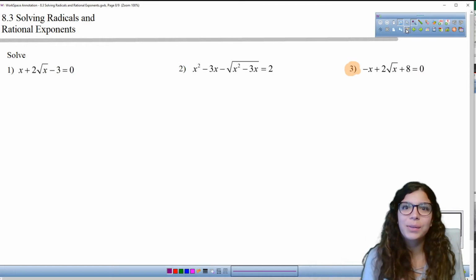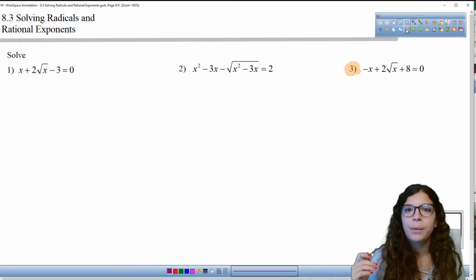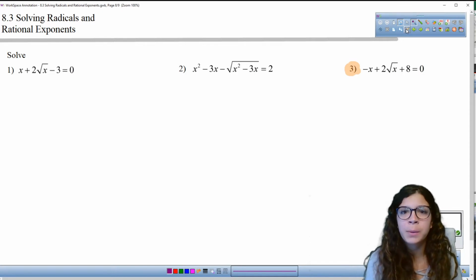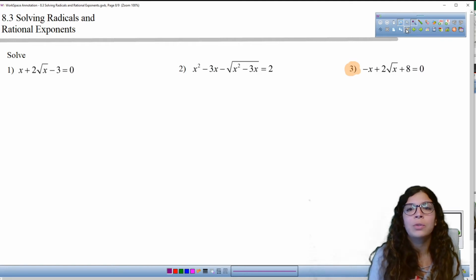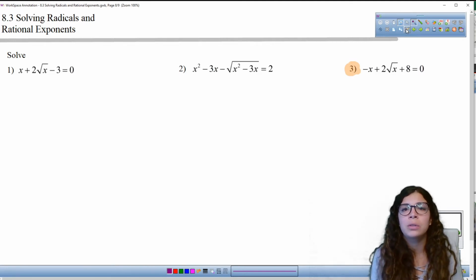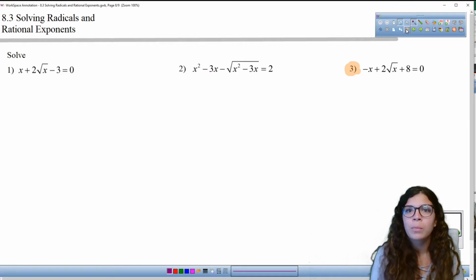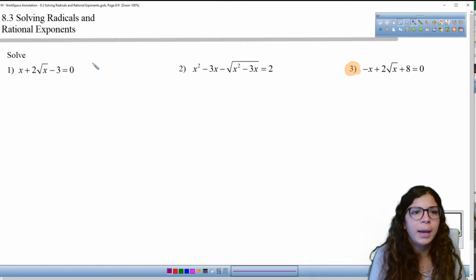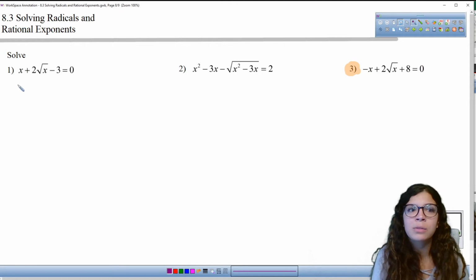Alright, hi guys, so in this video we're going to be covering the equations that include radical or rational exponents, but specifically we're going to be talking about solving when these equations are quadratic in form. So these problems follow the format of a quadratic equation. So if you look at the first term, it's just x. You're saying, well, normally it would be x squared.